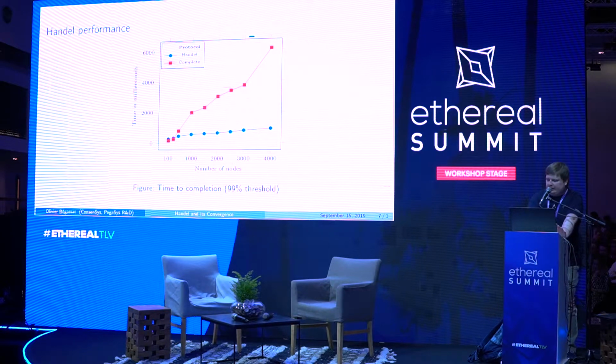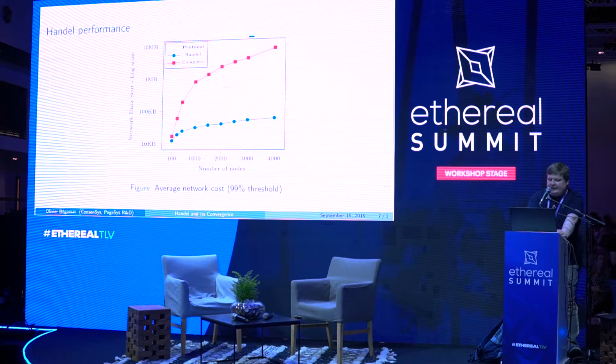So the reason we chose the complete graph as a reference, let's say it this way, is because in the case where the number of dead nodes in a Handel run is extremely large, Handel actually degenerates to a complete graph scenario. So you can see that the time complexity to aggregate those 4,000 signatures with a 99% threshold is nearly constant, almost independent of the number of participating nodes.